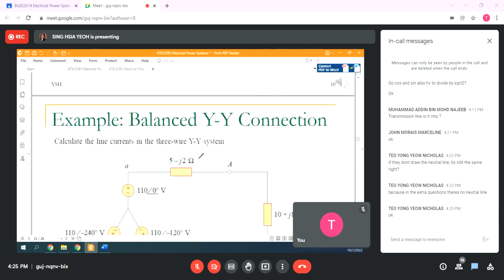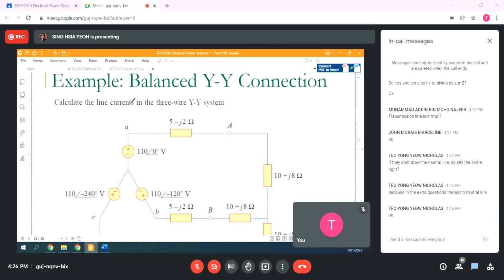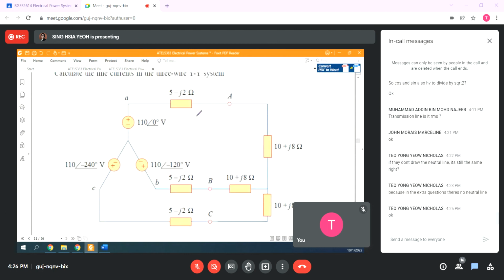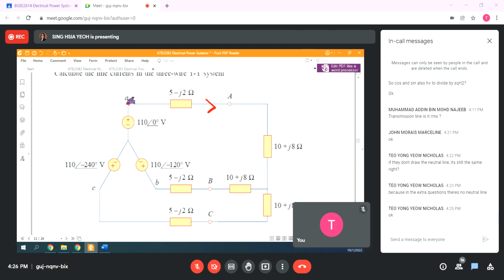Something like this. You can go through, for example, they calculate the line current in the YY system. So you have to ask yourself, line current will be, where is the line? The line will be here. So this is a voltage here, AN here. Will it be the same as this point and this point? Oh, it's not the same, right? So can you say the voltage here is the same as the voltage here? You need to ask this kind of question.